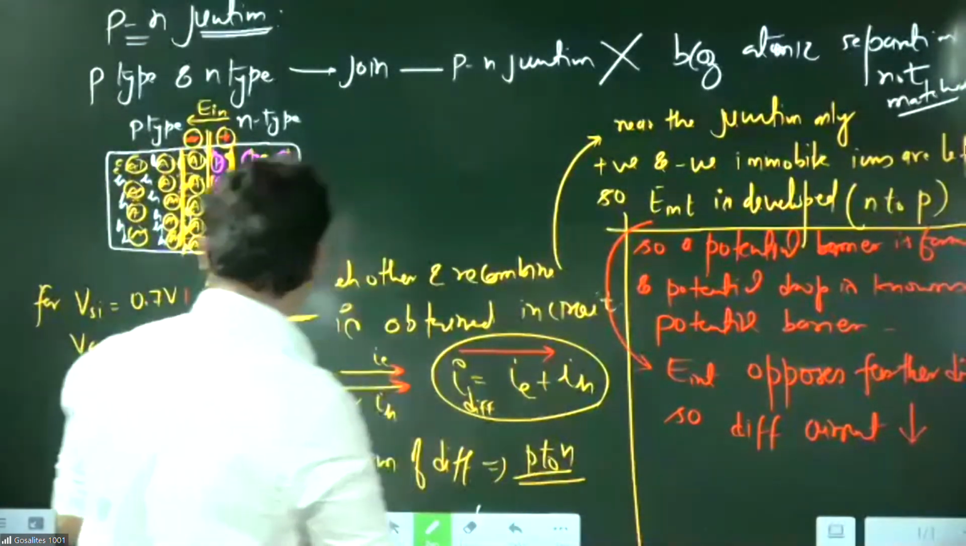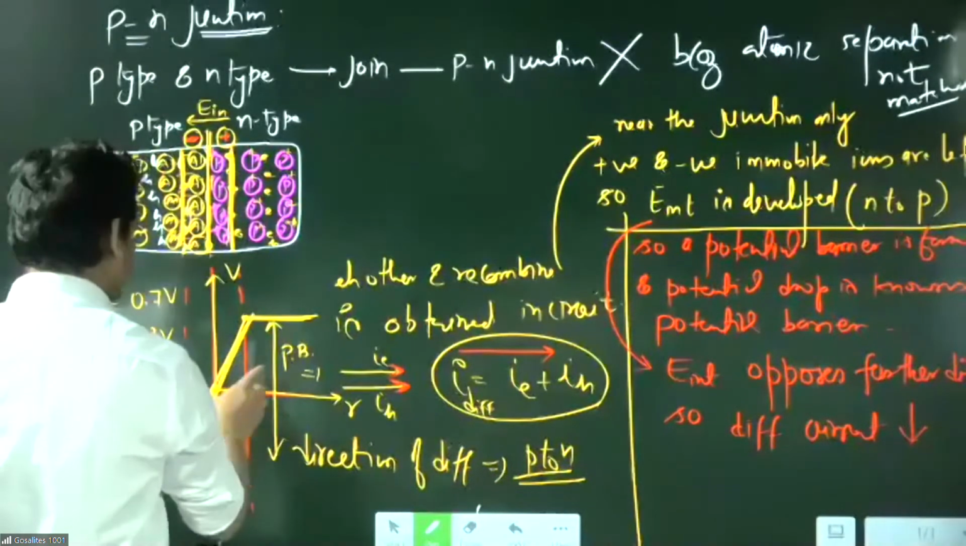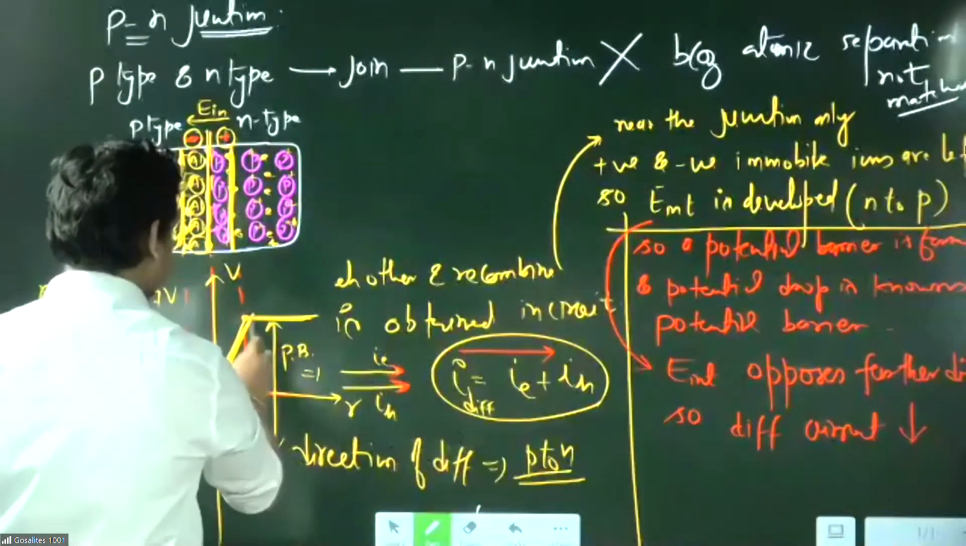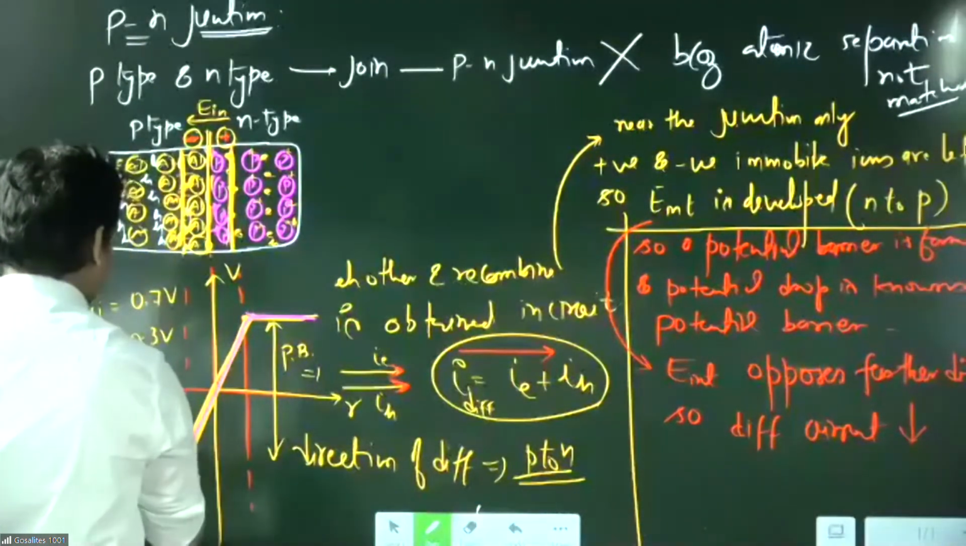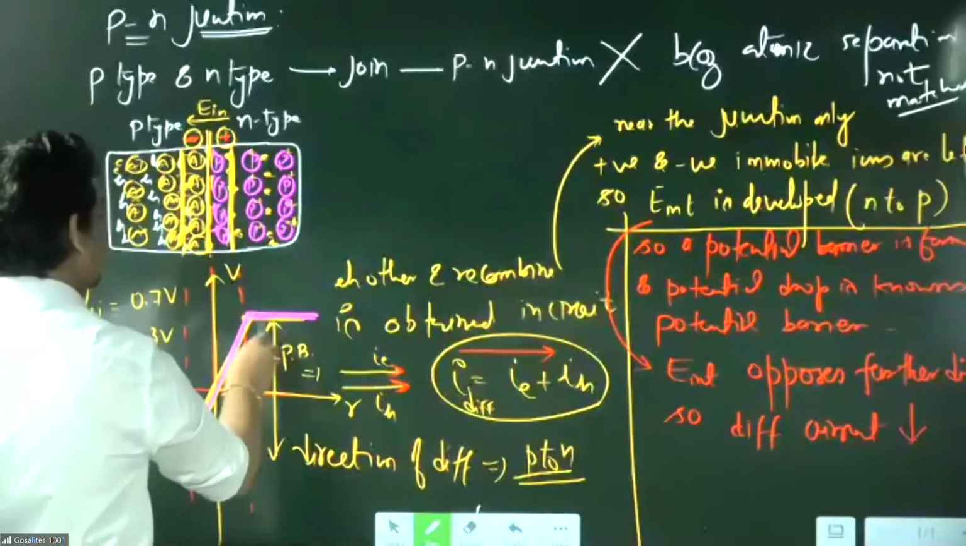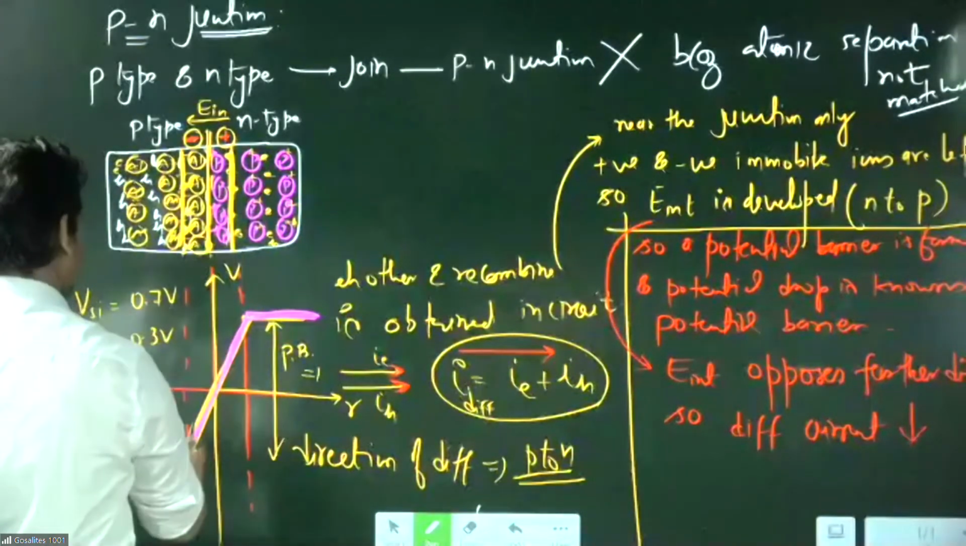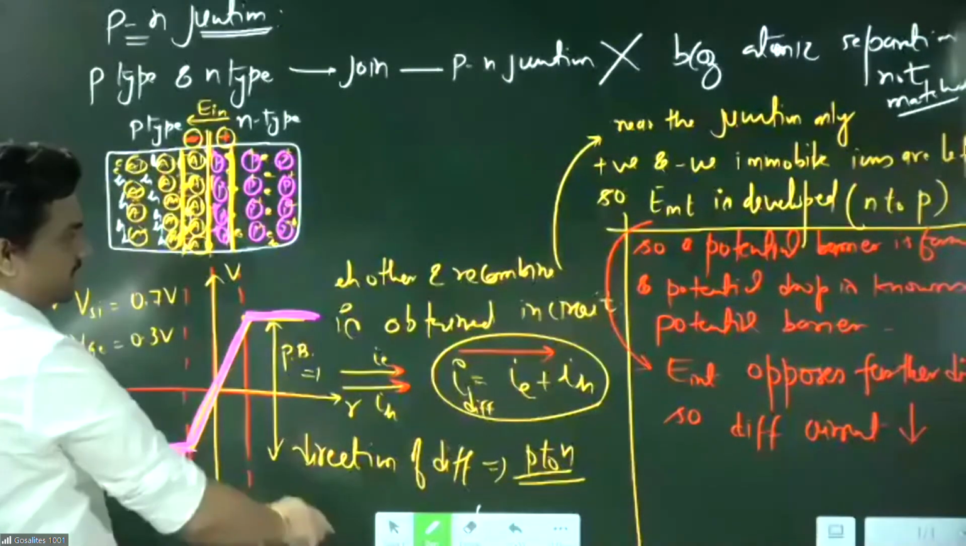So this is the graph of the barrier. You have to remember this graph of the barrier. Which side is high potential? The N side is high, because the N side is positive charge, and here it is negative charge. This is the graph of the potential barrier.